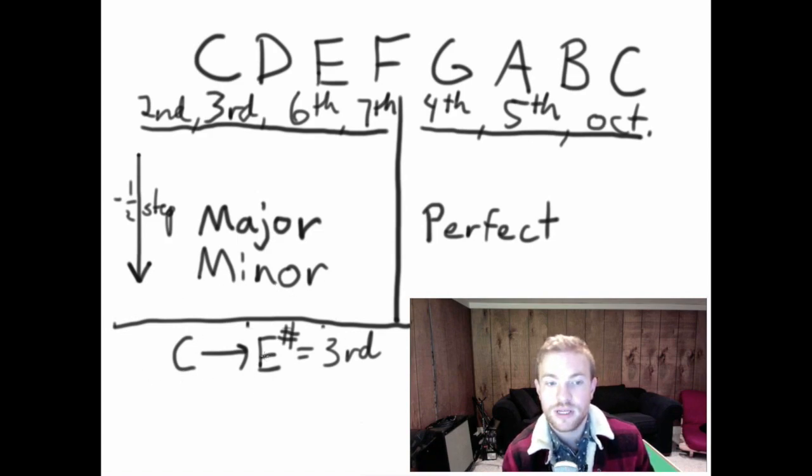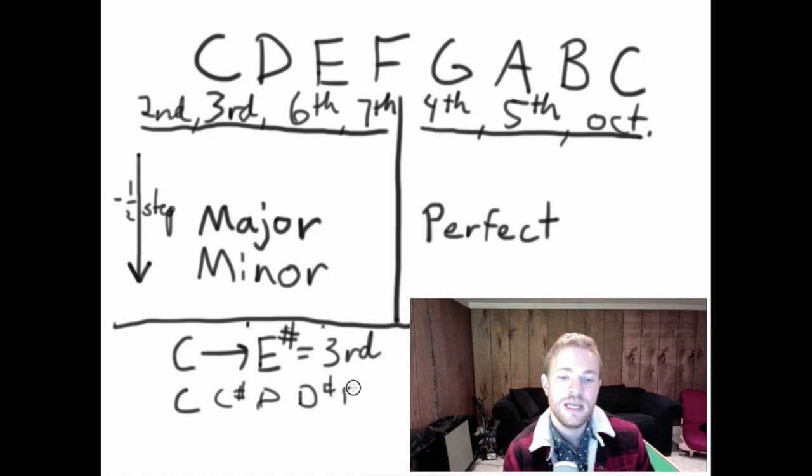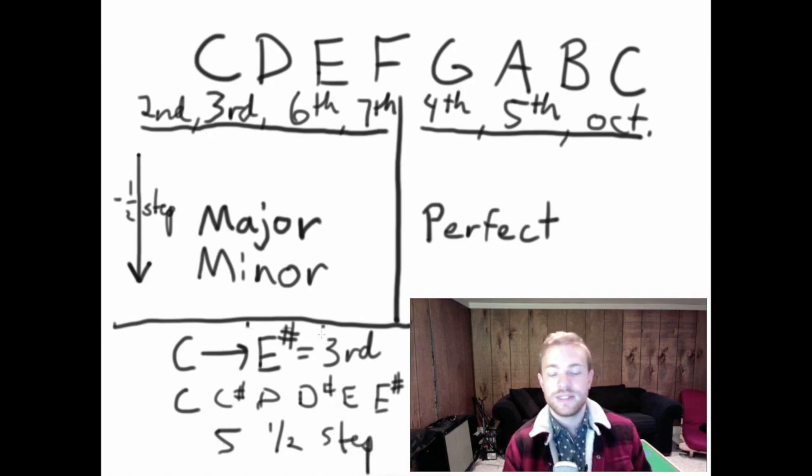We're going to take a major third and lengthen it by a half step. So now instead of C, C sharp, D, D sharp, E, or 4 half steps, we're now going all the way to E sharp. So instead of 4 half steps, now we have 5 half steps in that interval. We've taken the major third, which had 4 half steps, and we have lengthened it by 1.